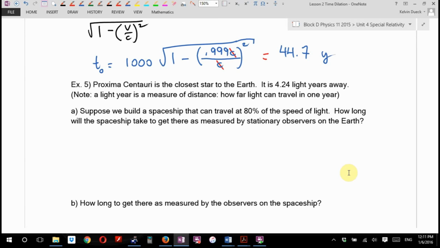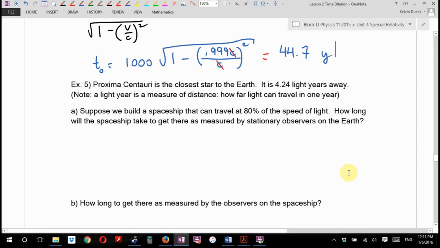Okay, so it's the closest star to the Earth. I need to look up if there is a planet orbiting it or not, but let's suppose we want to just go visit it for research. It's 4.24 light years away. Now, a light year is how long it would take light to get there. Light would take 4.24 years to get there.